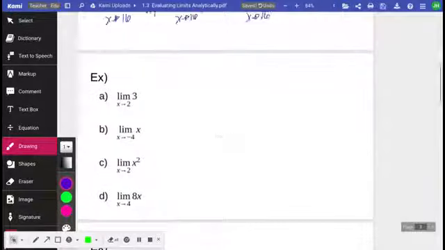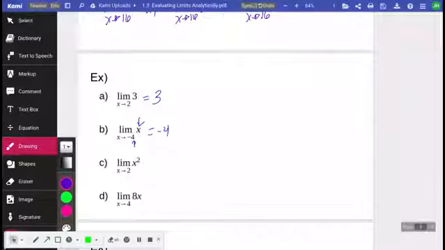All right, so here is a whole bunch of examples that we can do. So the limit as x approaches 2 of the constant 3 is just going to be that constant. That's what that theorem said above. All right, the limit as x approaches -4 of x means I'm just going to replace that with what it's approaching, and it's just going to result in -4.